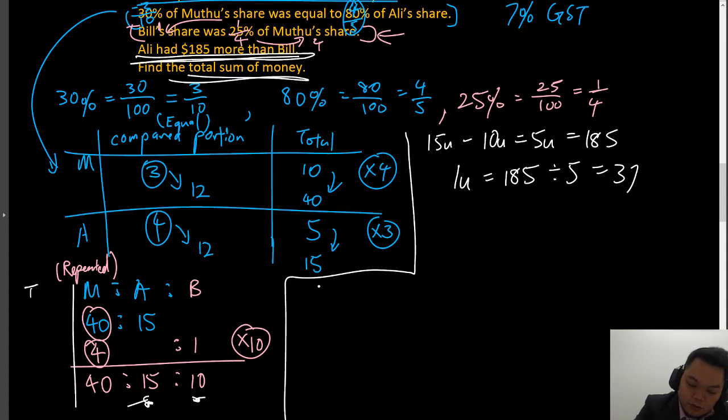The total between all of them will be 40 units plus 15 units plus 10 units. And even for this, I'm going to use the calculator. I'm not going to rely on my mental calculation. The total here will be 65 units.